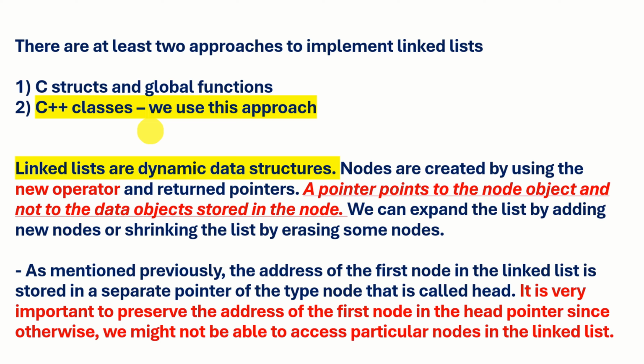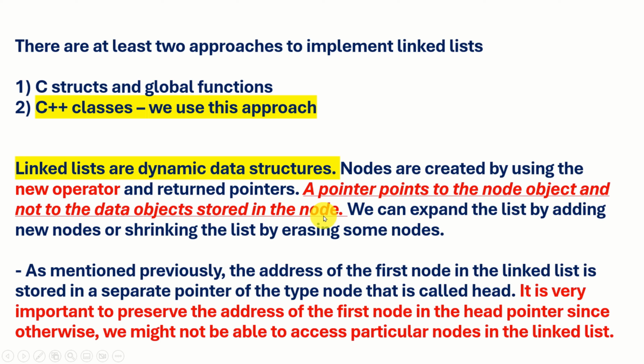Linked lists are dynamic data structures. Nodes are created by using the new operator and returned pointer. A pointer points to the node object and not to the data objects stored in the node. This is very important to keep in mind, since some students think that a pointer inside of a linked list, or a link, points to data stored in the next node. No, that's not the case. A pointer points to the node object and not to the data object stored in the node.